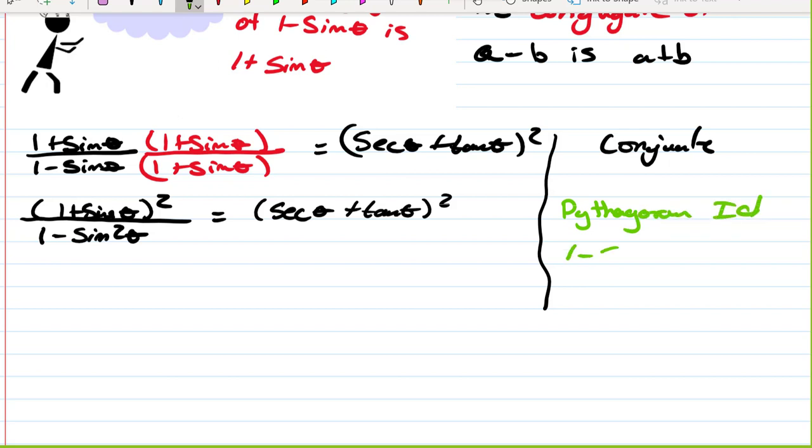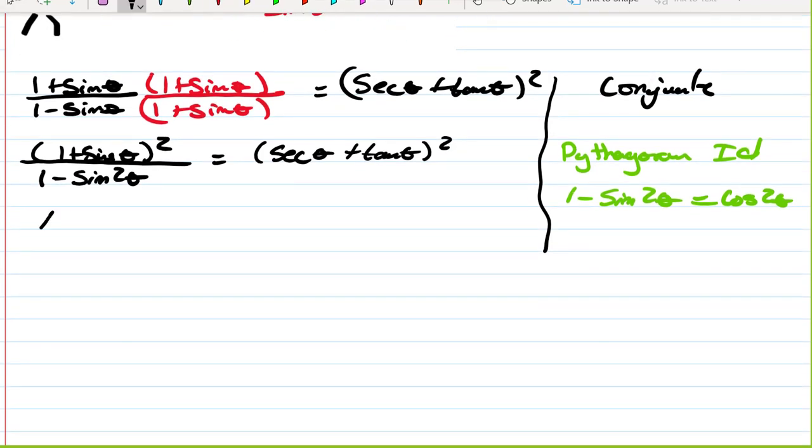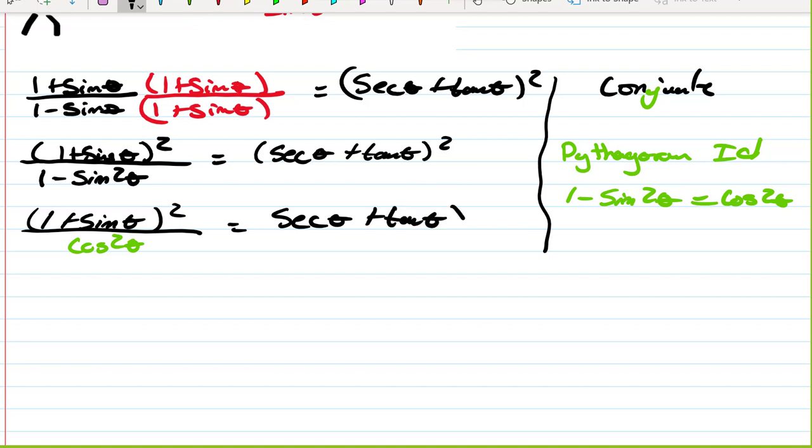Says that 1 minus sine squared theta is equal to cosine squared theta. So then we get 1 plus sine theta squared over 1 minus sine theta is cosine squared theta equals secant theta plus tangent theta squared. So now this is the same as 1 plus sine theta over cosine theta with the square on the outside, because each of the individuals were squared.